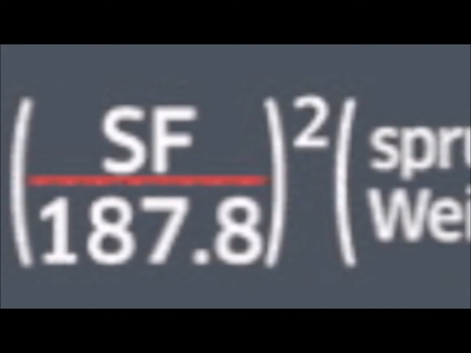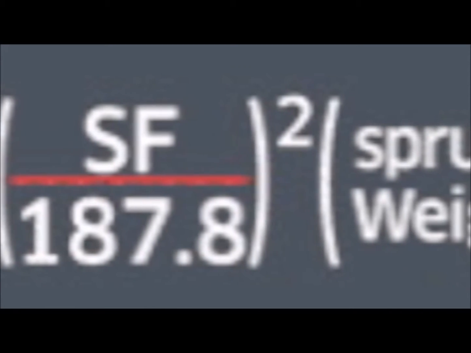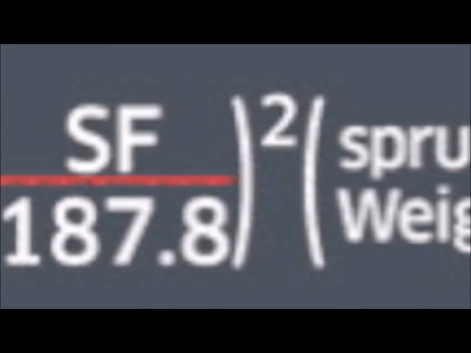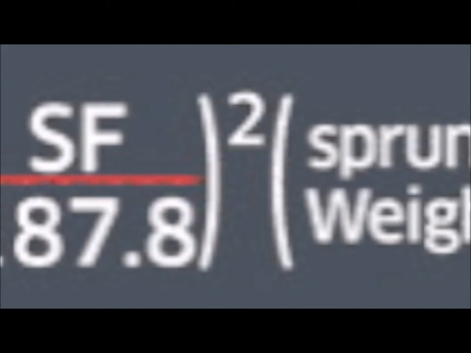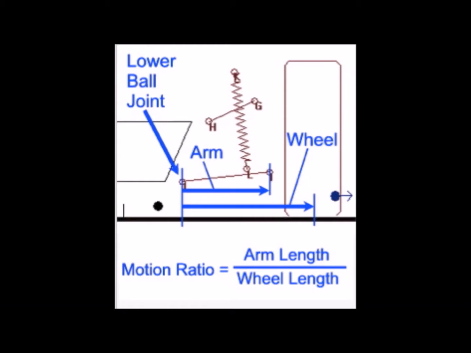One of them is using this formula, which uses the square of the suspension frequency divided by a factor of 187.8, times the sprung weight. We can also calculate the wheel rate with a concept named motion ratio, which is the ratio of the displacement of the point of interest to that of another point. With this, we can calculate the wheel rate with the square of the motion ratio times the spring rate.